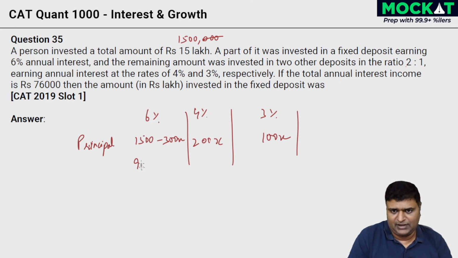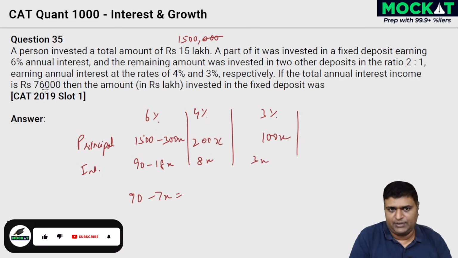6 into 15 is 90, 6 into 3 is 18, minus 18x, 4 2s are 8x. So I'm taking 100 multiples because of the percentage symbol. And we get 3x over here. If I add these three, which is the interest component, I'm going to get 90 minus 18 plus 11, which comes to minus 7x equals 76.